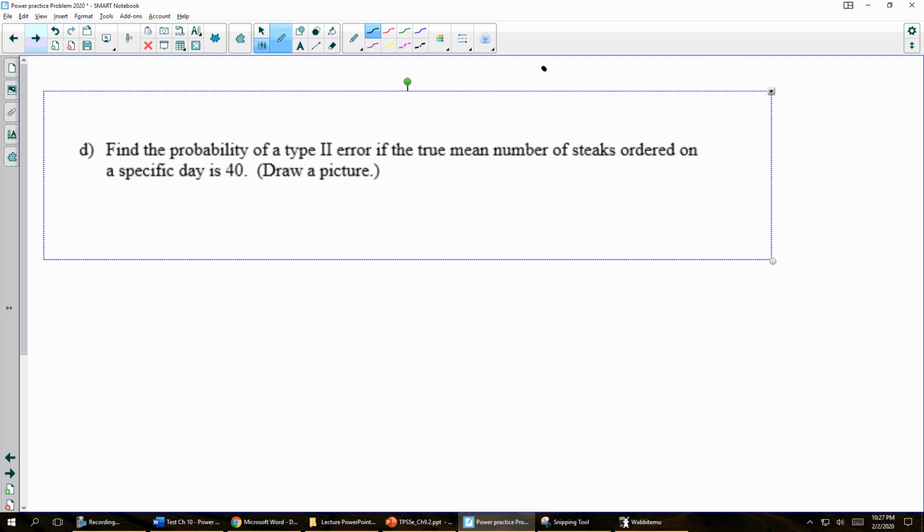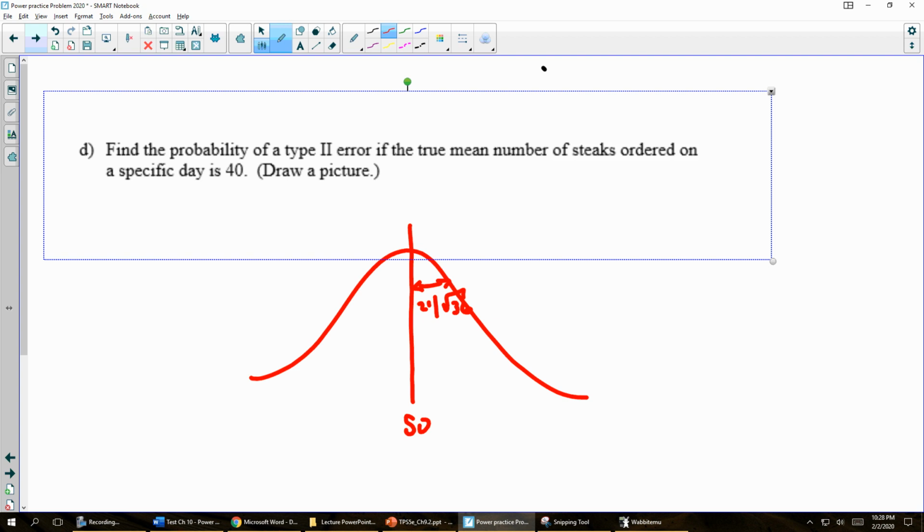It says draw a picture and find the probability of a type 2 error. So I'm going to start at the beginning again. I've got a curve that looks like this. The middle of this curve is 50. The standard deviation is 21 divided by the square root of 36. I've got a fence here and here. Inside these fences, I fail to reject H0. Outside the fence, I reject H0.